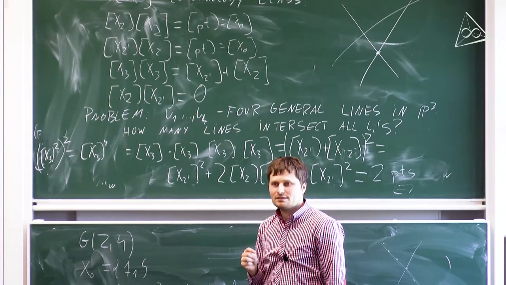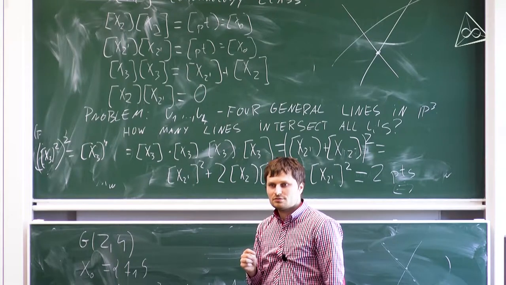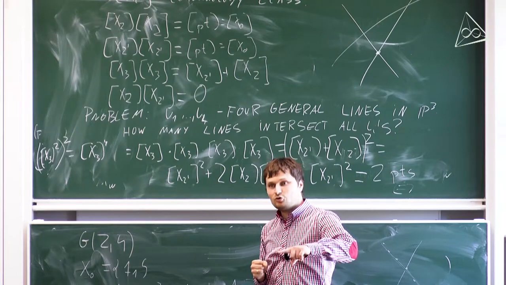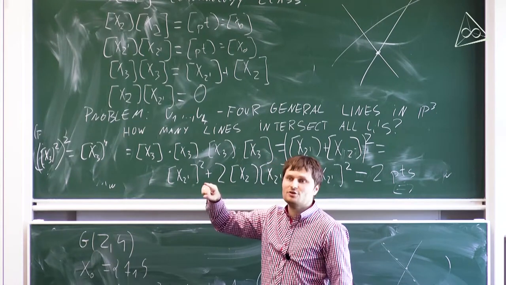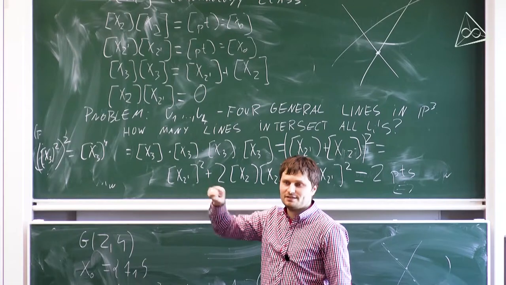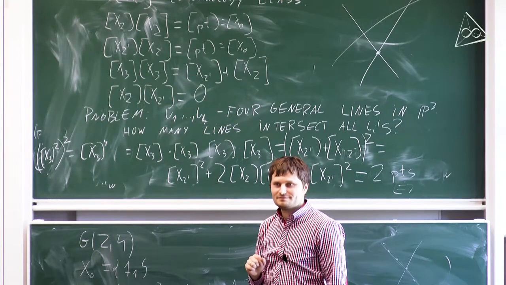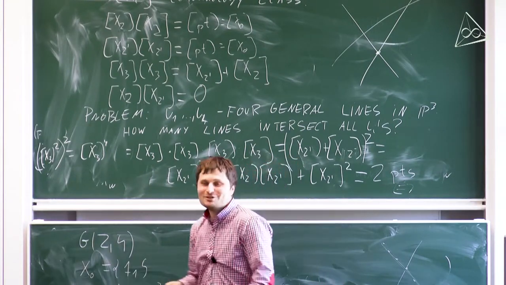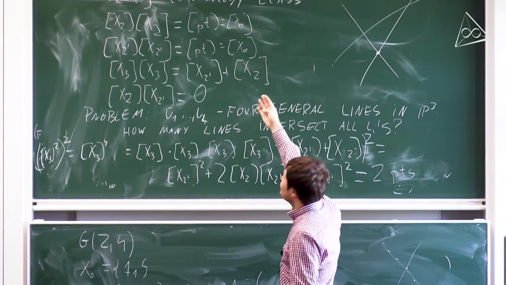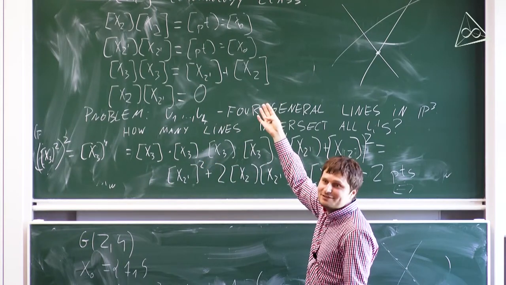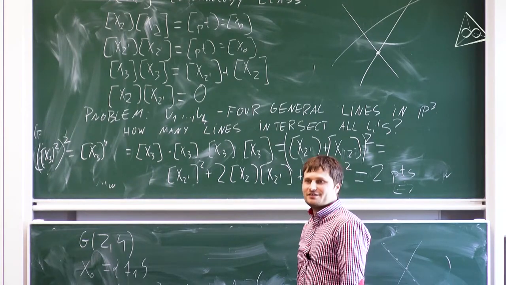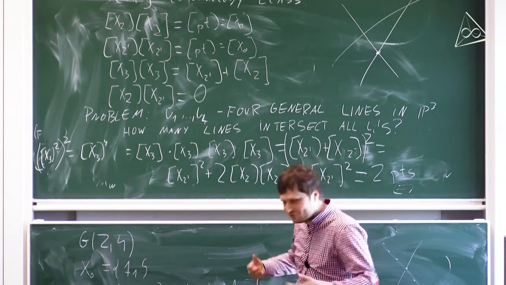Not both of them, all of them, but so one line intersects two of them. No. One line intersects L1, L2, L3, and L4, and the second line also intersects L1, L2, L3, and L4. Okay. Mm-hmm. It's true. I'm not saying it's trivial. That's why I wanted to tell you that it's a little bit useful to know this strange Chow ring, because it gives you some power.